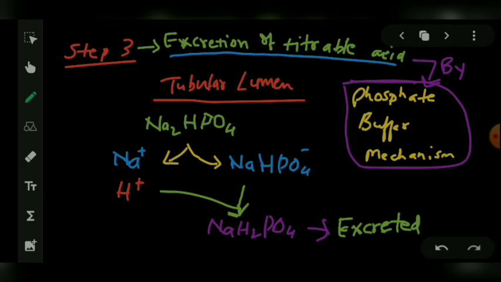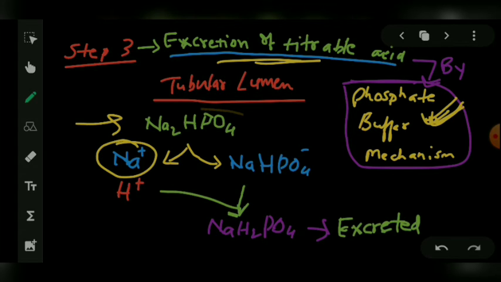Coming to the next step, that is the excretion of titratable acid by the phosphate buffer mechanism. What mechanism takes place in the third step, that is the phosphate buffer mechanism. So again we are considering the tubular lumen part. We know from the previous step that we get Na plus. So from where do we get Na plus? We get Na plus from Na2HPO4. So Na2HPO4 breaks and it gives Na plus and NaHPO4 minus.